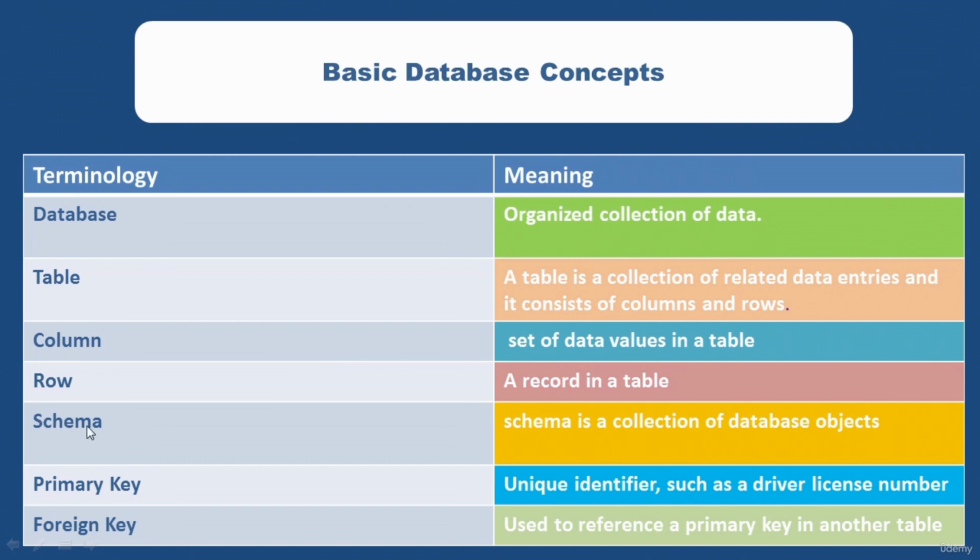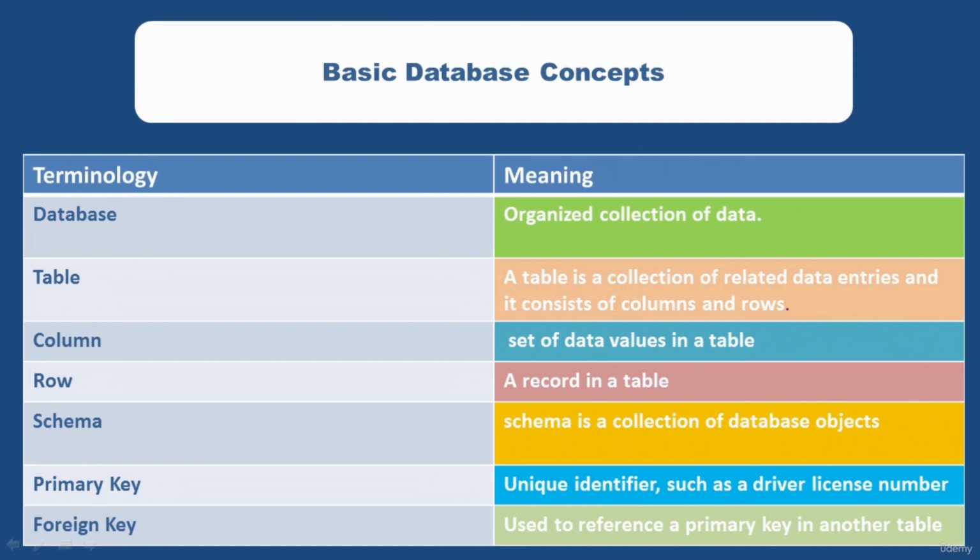A schema is a collection of database objects. I will show you examples of this later on in the course. So any item is referred to as an object in a database. A database is an object, a table is an object, a view is an object. So these are all objects. A collection of database objects housed in a container is referred to as a schema.